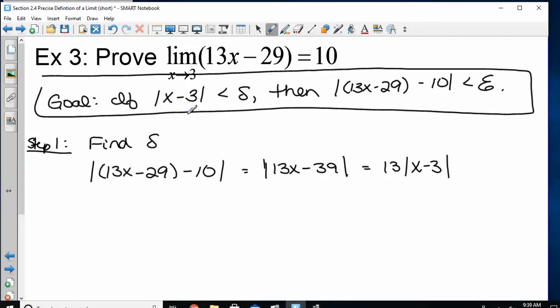Lo and behold, I have that x minus 3 again, which we've already seen in our definition. We know we're kind of working from this statement where it's less than epsilon, so if this is less than epsilon, what should I do now? Divide by 13. So that tells me that delta needs to equal epsilon over 13. So that was our work: find out what delta has to be. So it's epsilon over 13.